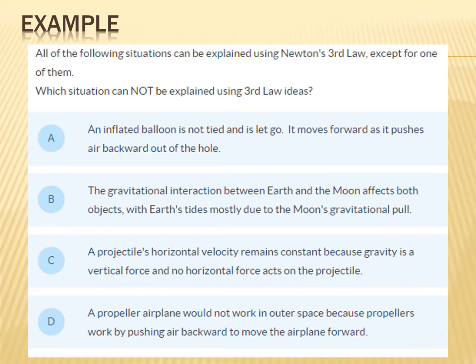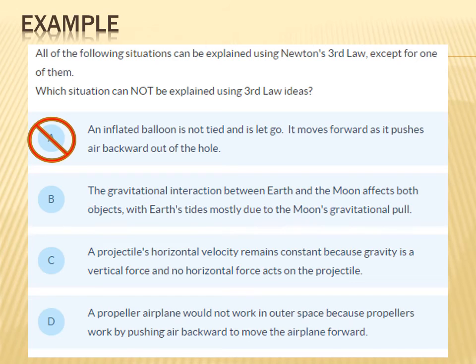All of the following situations can be explained using Newton's third law, except for one of them. Which situation cannot be explained using third law ideas? A says an inflated balloon is not tied and is let go. It moves forward as it pushes air backward out of the hole. So since it's pushing air back, that makes the balloon move forward. That sounds like action and reaction. So that can be explained using Newton's third law, which means it's not an answer to this question.